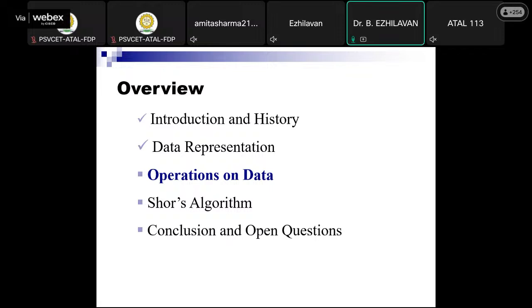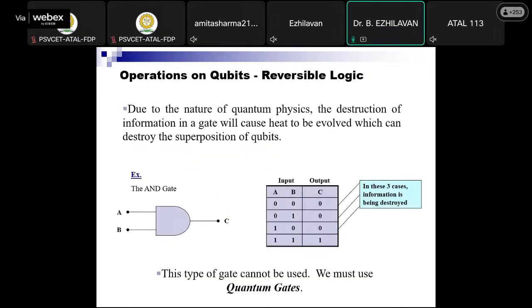Then we are going to Shor's algorithm, operations of qubits. My kind request, please listen carefully here, then only it will be easy to understand.